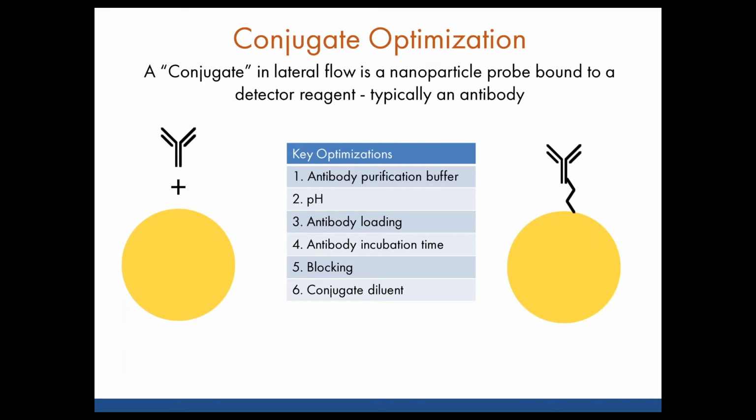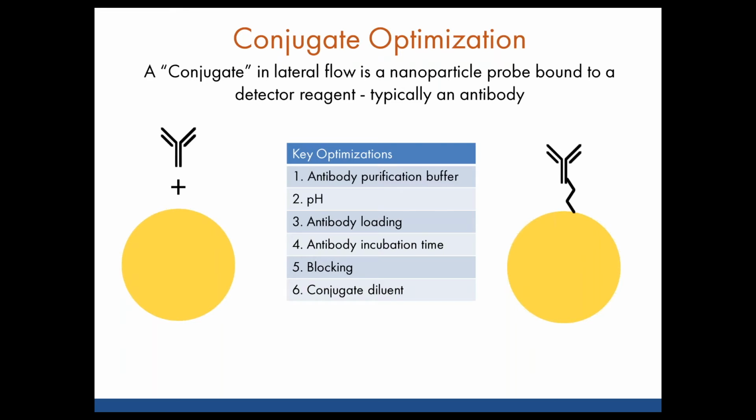In this presentation, we refer to a conjugate as a nanoparticle probe that is bound passively or covalently to a detector antibody. There are several steps that can be individually optimized during antibody conjugation for both passive and covalent methods, including optimizations for the antibody purification buffer, the conjugation pH, the antibody to gold ratio, antibody incubation time, blocking steps, and conjugate diluent formulation.